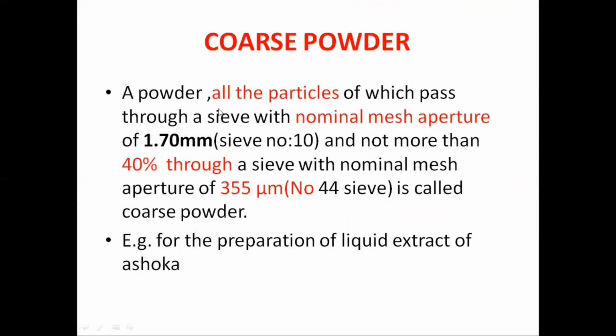Coarse powder: a powder in which all the particles can pass through a sieve with nominal mesh aperture of 1.70 millimeter. That means all the particles can pass through sieve number 10 and not more than 40 percentage can pass through a sieve with nominal mesh aperture of 355 micrometer. Not more than 40 percentage can pass through sieve number 44. Then that powder is called coarse powder. Coarse powder is used for the preparation of liquid extract of ashoka.